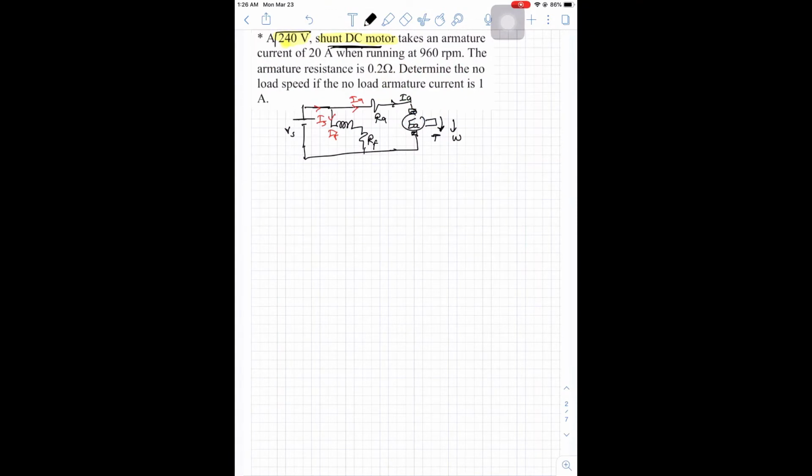And the motor is 240 volt, which means that this battery or the source here is 240 volt. And this source will be constant unless otherwise mentioned in the problem.